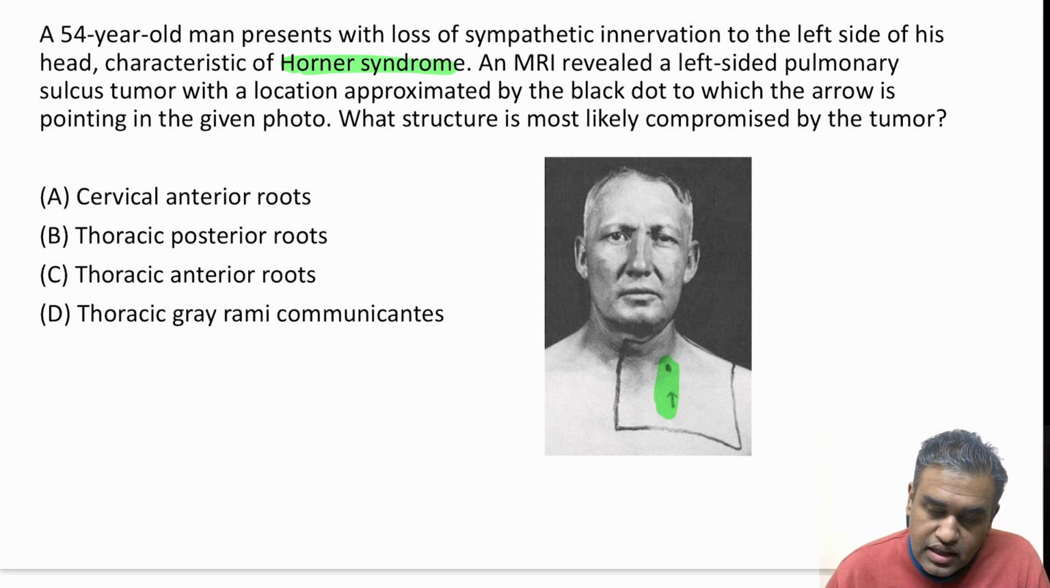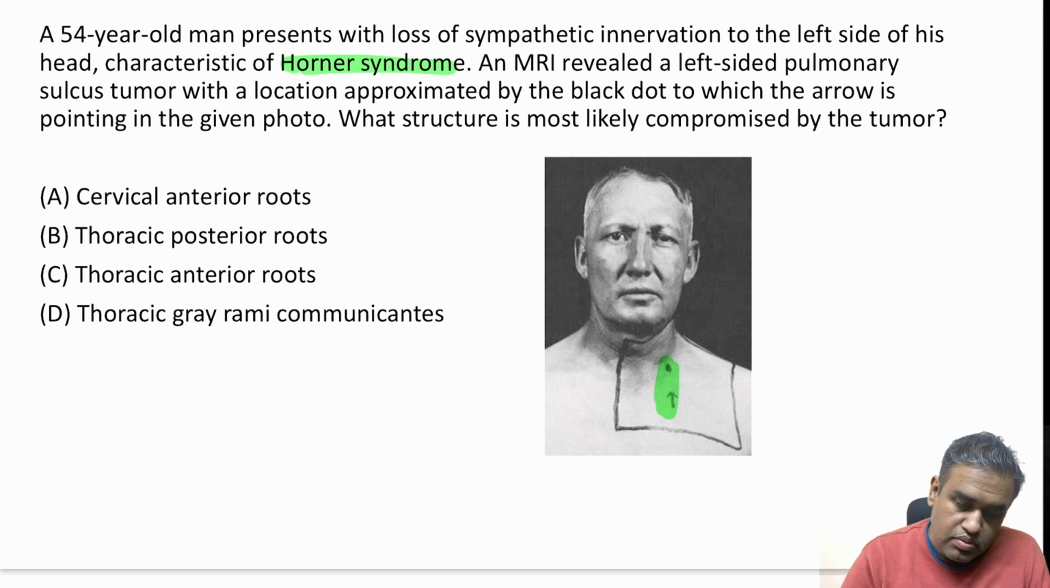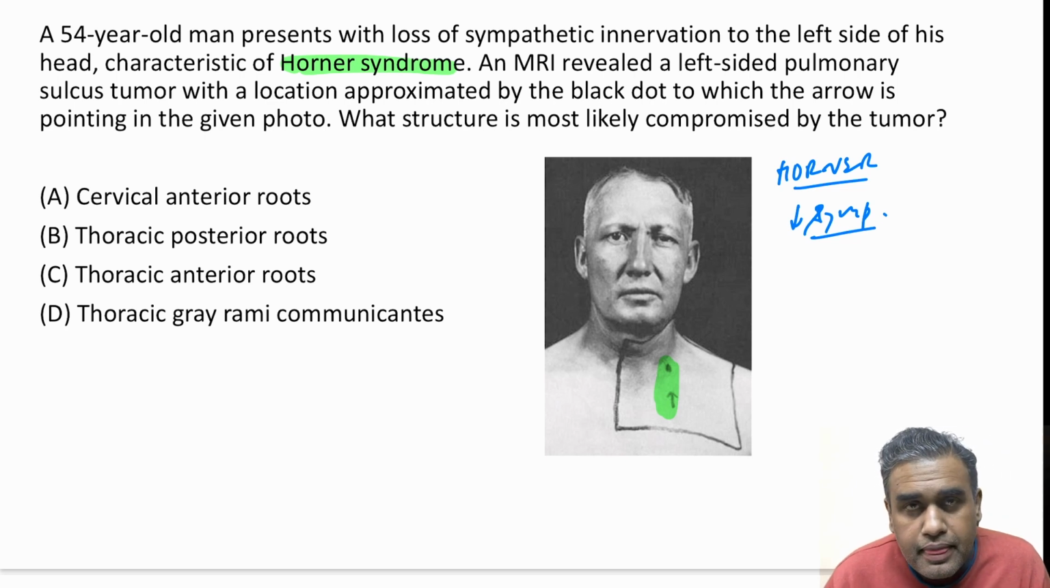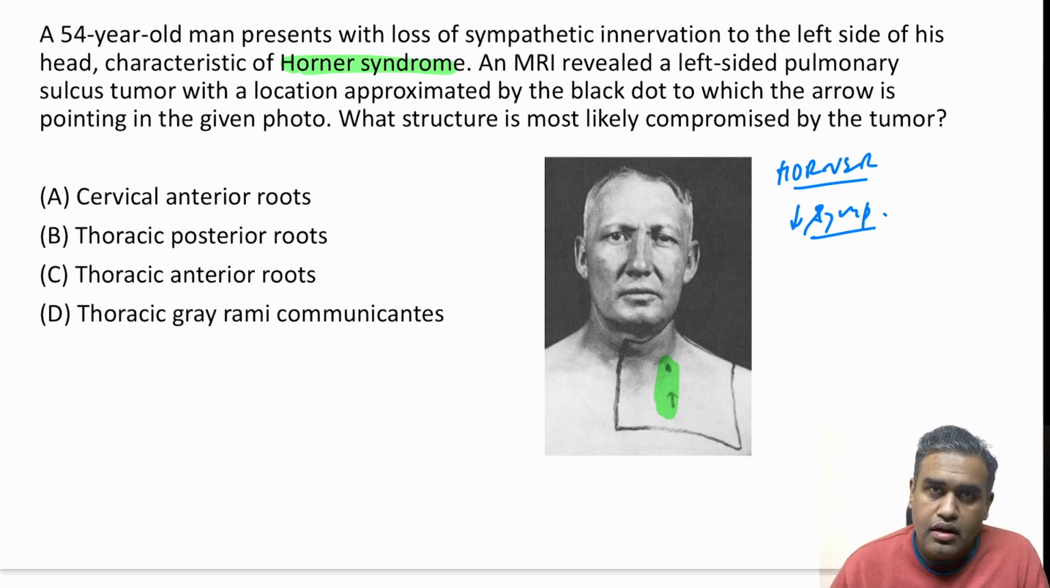What structure is most likely compromised by the tumor? So, in this question, they are already saying that the patient had a left-sided Horner syndrome. Horner syndrome, we all know, is a sympathetic denervation, right? The sympathetic system to the left side of the head is denervated. An MRI was done and they showed, okay, there is a tumor over here. This tumor might be the reason for the Horner syndrome.